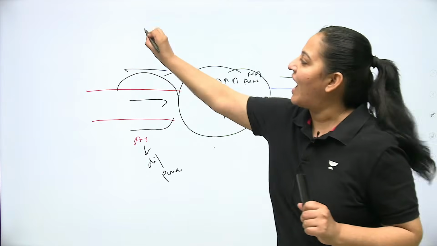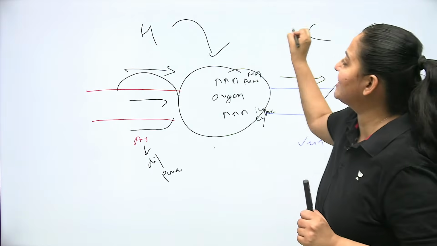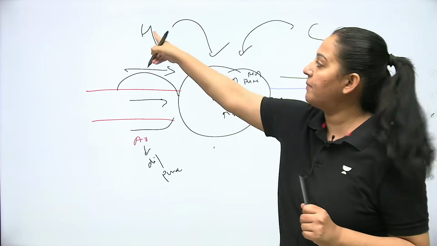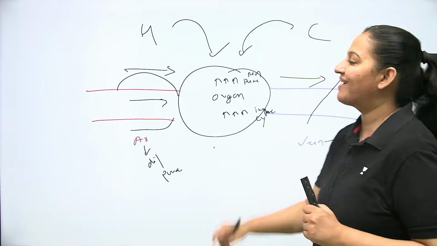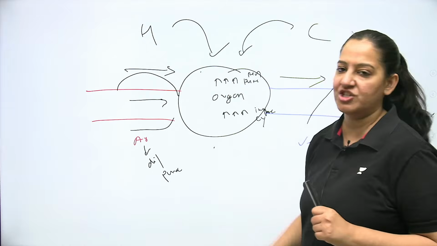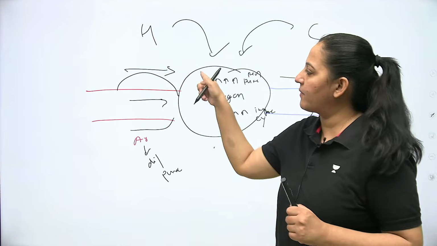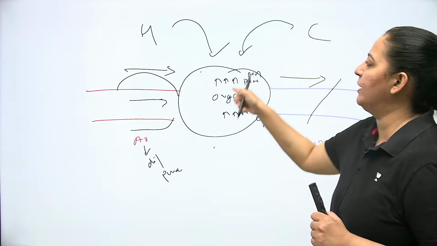So basically hyperemia and congestion, the definition of both of them is increased blood in the organ. In hyperemia, pure blood is accumulated in the organ. In congestion, impure blood is accumulated in the organ. Here it is due to arterial dilatation. Here it is due to venous obstruction. In this one the organ becomes red, erythema. Here the organ becomes blue, cyanotic.